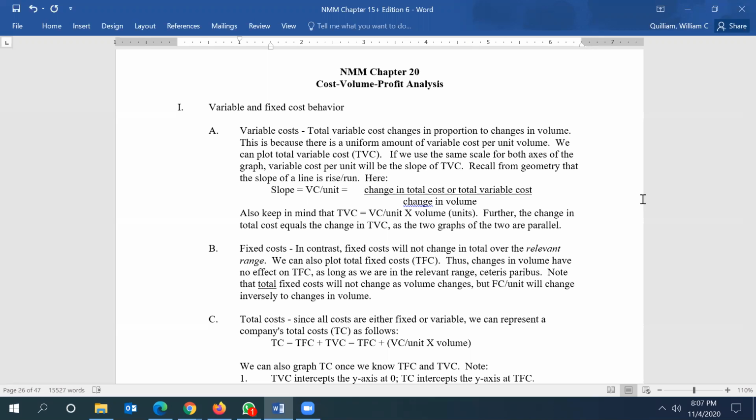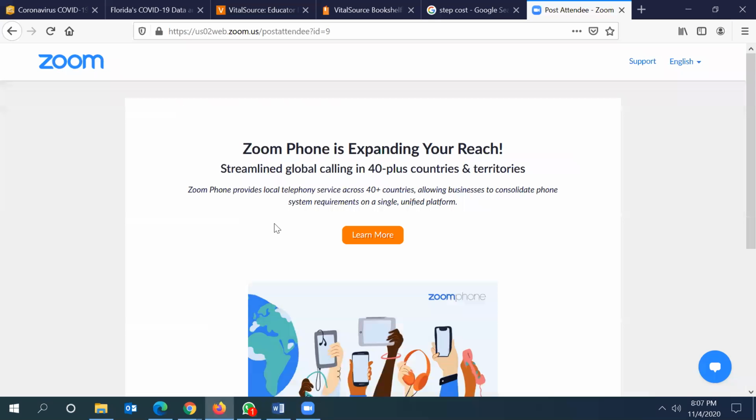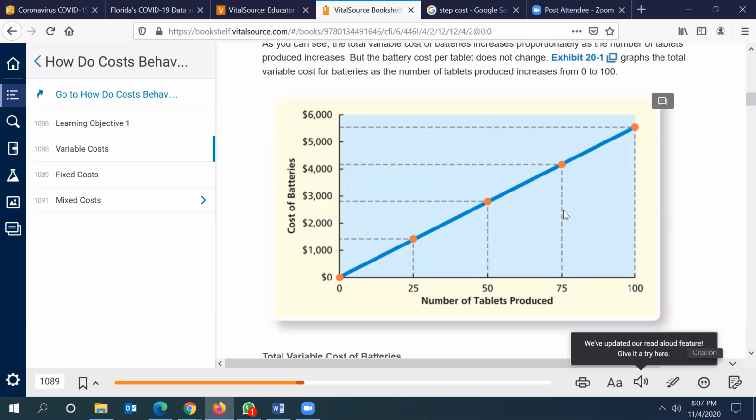So we can plot total variable cost, and I will show you in just a second. And if we use the same scale for both axes of the graph, variable cost per unit will be the slope of total variable cost. So variable cost, if we were to plot that, it's going to look just like we have in our textbook. This is on page 1089.